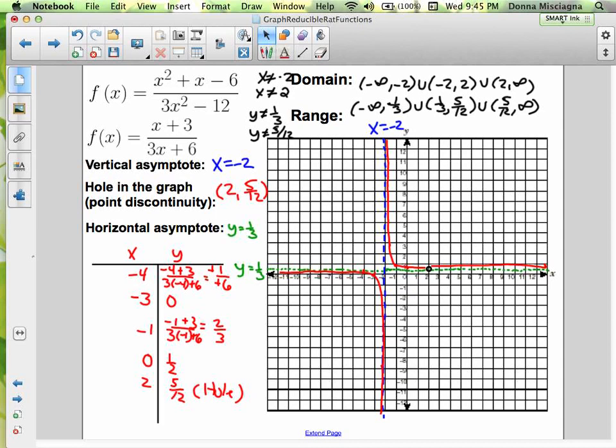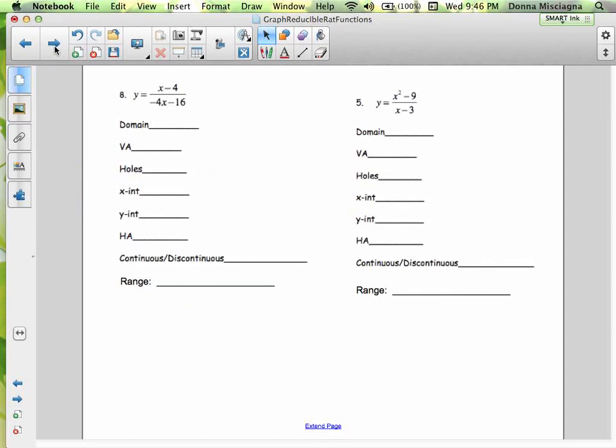All right, so now we're going to do one other thing, and the last thing for graphing rational functions, and that is just a little review of domain, vertical asymptotes, holes, x-intercept, y-intercept, and then range. These ones will be easy enough to do the range on. The more difficult graphs, we need to see the graph, but these ones, it's okay. All right, so now let's find all of these features.